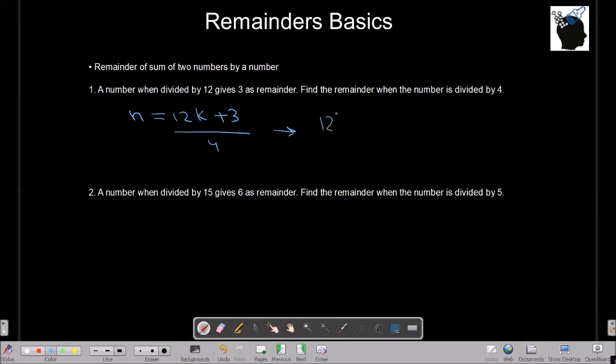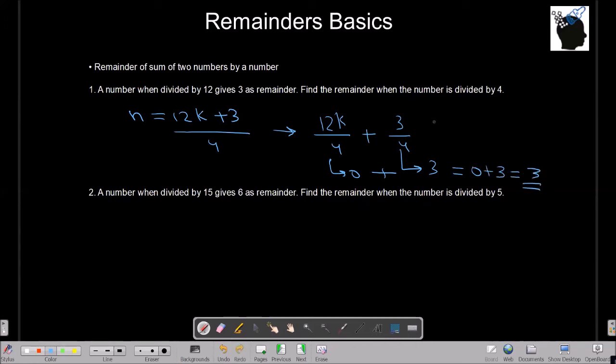So let's try to divide this number by 4. And as we have learned, we can separate 12k and 3 and divide them individually by 4. I know 12 goes by 4, so that means this will give me 0 remainder and this will give me 3 remainder. So my total remainder will be 0 plus 3, which is nothing but 3.